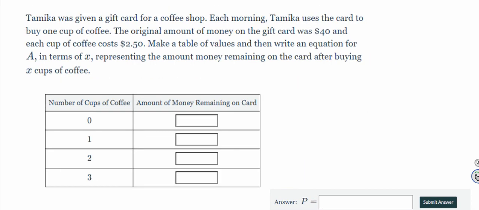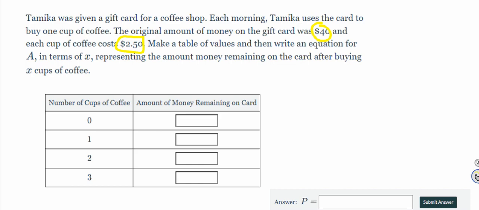All right, let's do this again. Tamika was given a gift card for a coffee shop. Each morning, Tamika uses the card to buy 1 cup of coffee. I need some coffee right now, actually. The original amount of money on the gift card was $40. All right, we got a number, 40. And each cup of coffee costs $2.50. Make a table.